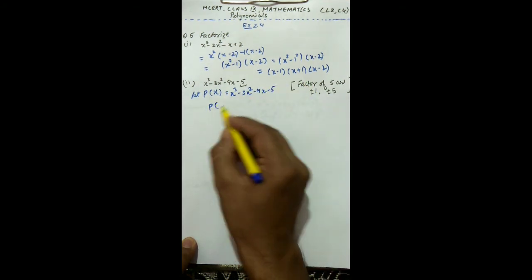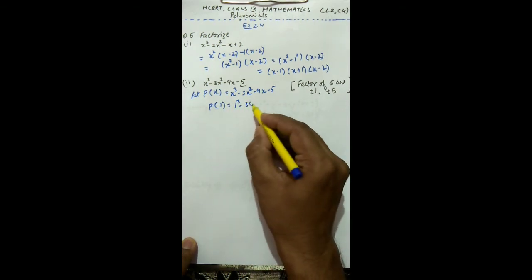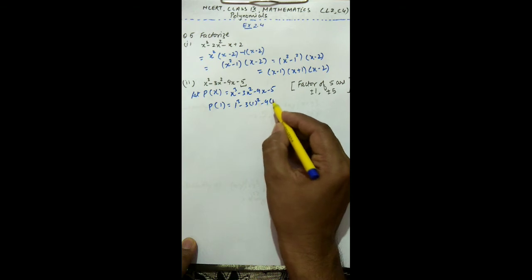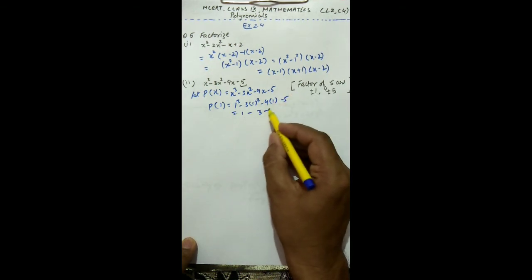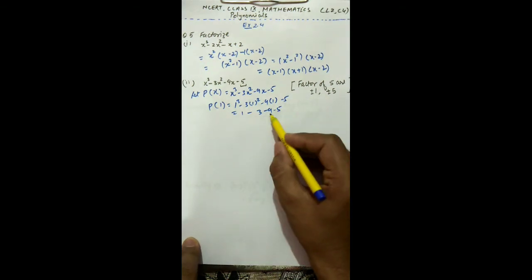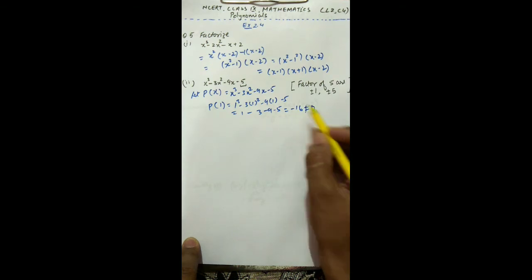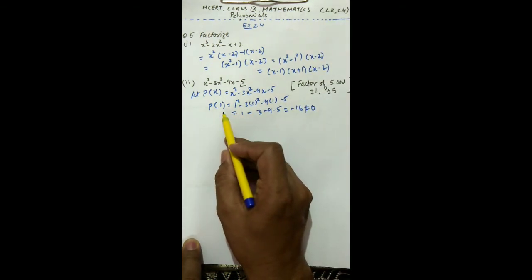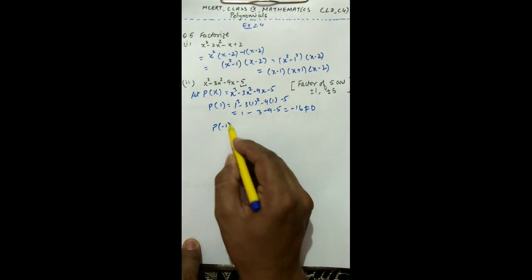I am putting x equal to 1 first. So this is 1 cube minus 3 into 1 square minus 9 into 1 minus 5. So now you can see this is 1 minus 3 minus 9 minus 5. This is not coming equal to 0. This is minus 16, which is not equal to 0. So we'll not stop here. We again try for minus 1.